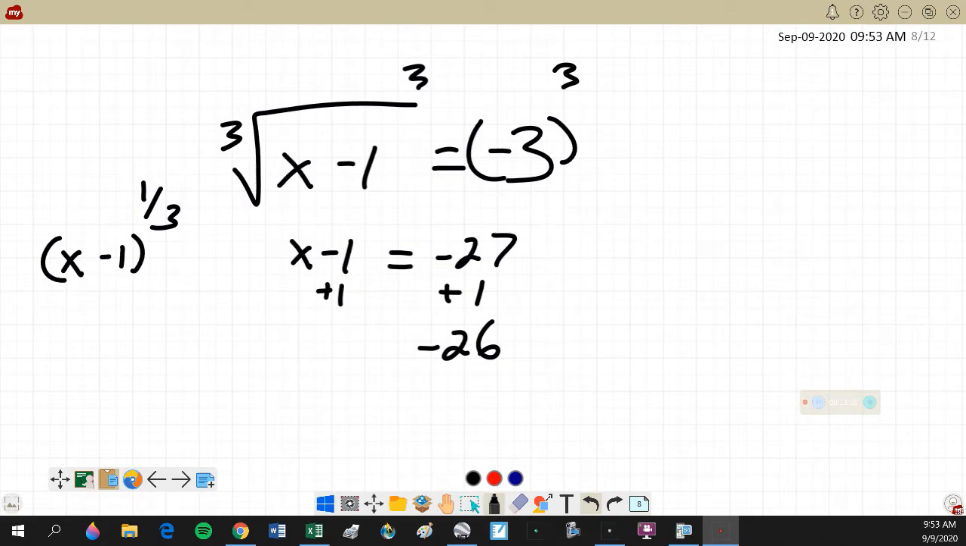Now, sometimes in the book, instead of cubed root, it will look like this. That is a cubed root. So the square root is the same as the 1/2 exponent. The cubed root is the same as the 1/3 exponent. All right.